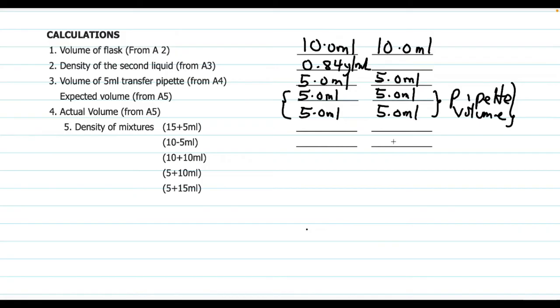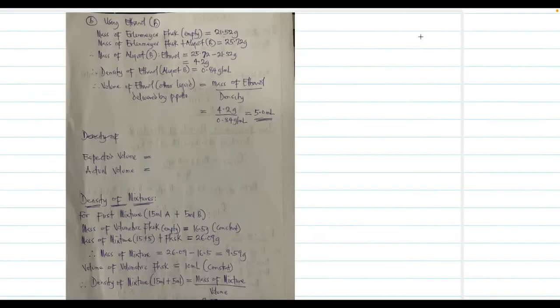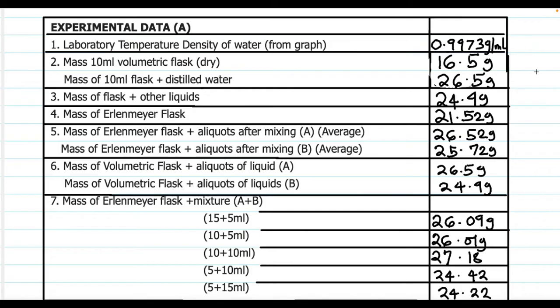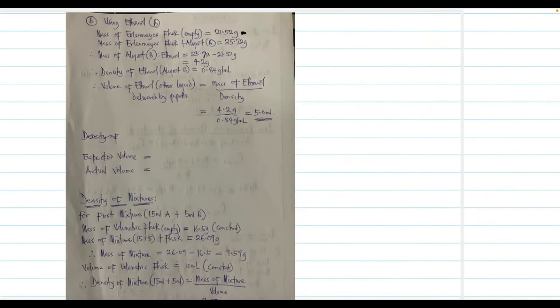So you come here, till down here. Now this second one will be for alcohol. We'll come back here, move down to that of alcohol. We do the same thing using alcohol. The Erlenmeyer flask when it was empty was 21.52, but when you fill it with alcohol, we now got 25.72. That of water gave us 26.52, so that of alcohol gave us 25.72. So that's how we got this 25.72.